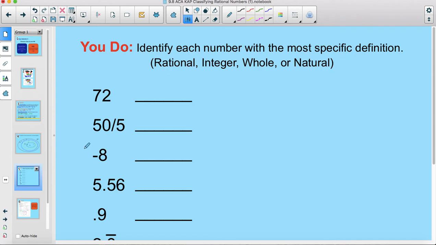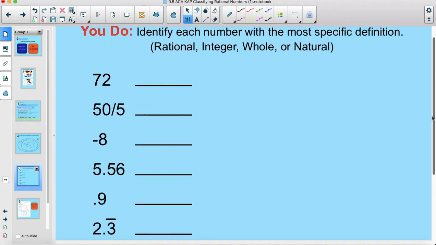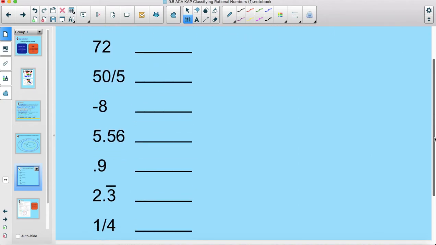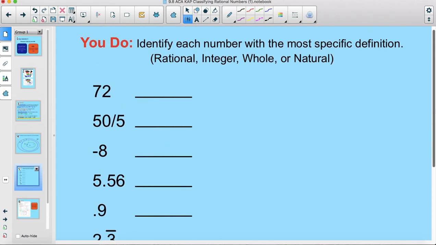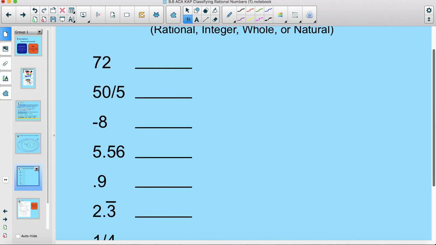All right, and then this is also one I want you to try by yourself. And when you think you have the answers, go ahead and push play and check your answers. So you're identifying them into the most specific.